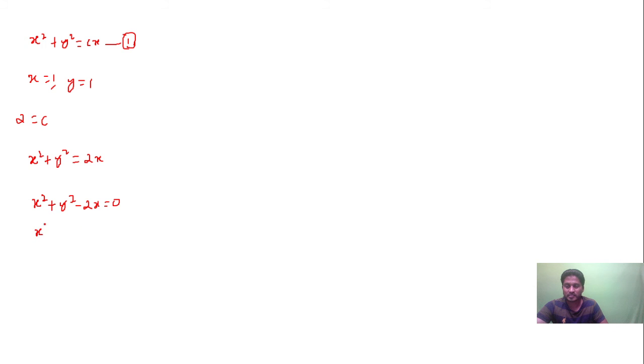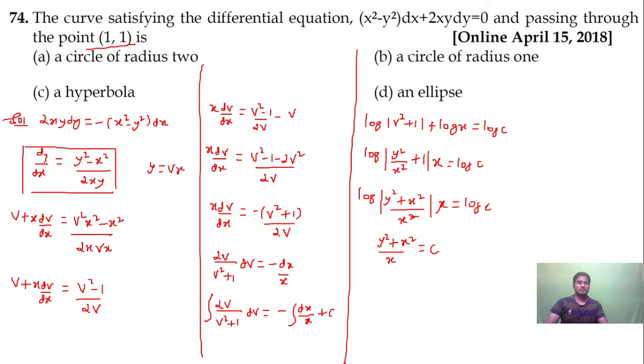Okay, so that is x square minus 2x. I'm going to add 1, subtract 1, plus y square is equal to 0. From this I can write (x minus 1) the whole square plus y square is equal to 1. So it's a circle with radius 1. X square plus y square is equal to r square.